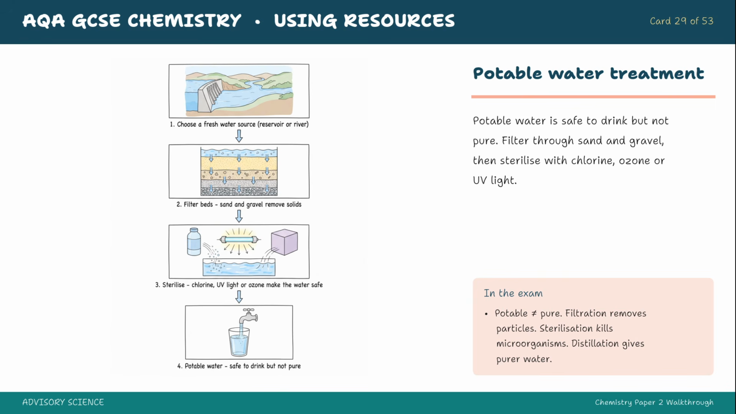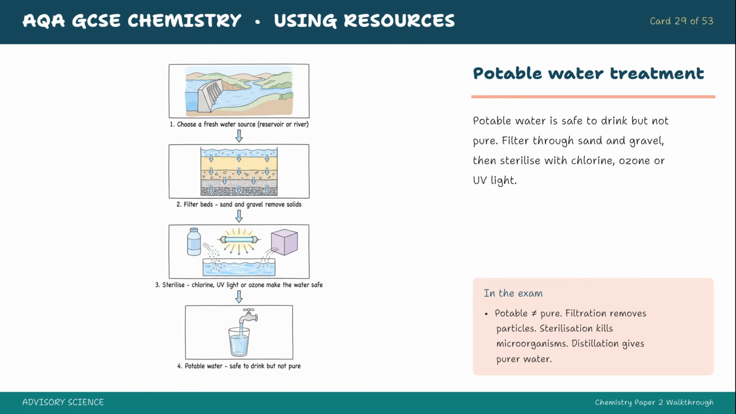Potable water. Potable water means water that's safe to drink. Importantly, potable water is not the same as pure water because it still contains low levels of dissolved salts and some microbes. In the UK, we make potable water from fresh water by choosing a suitable source such as a reservoir, river, or aquifer, then passing it through filter beds to remove solids, and finally, sterilising it to kill microbes. Sterilising can be done with chlorine, ozone, or ultraviolet light.